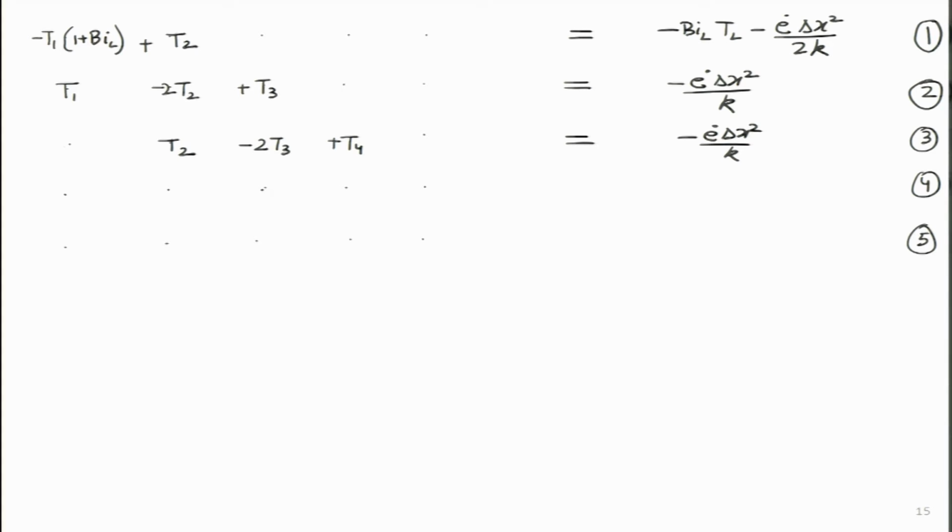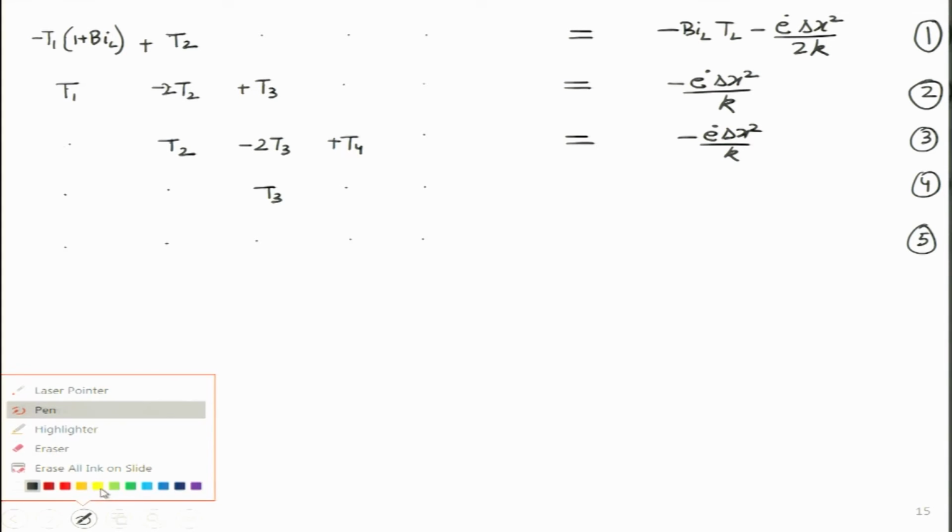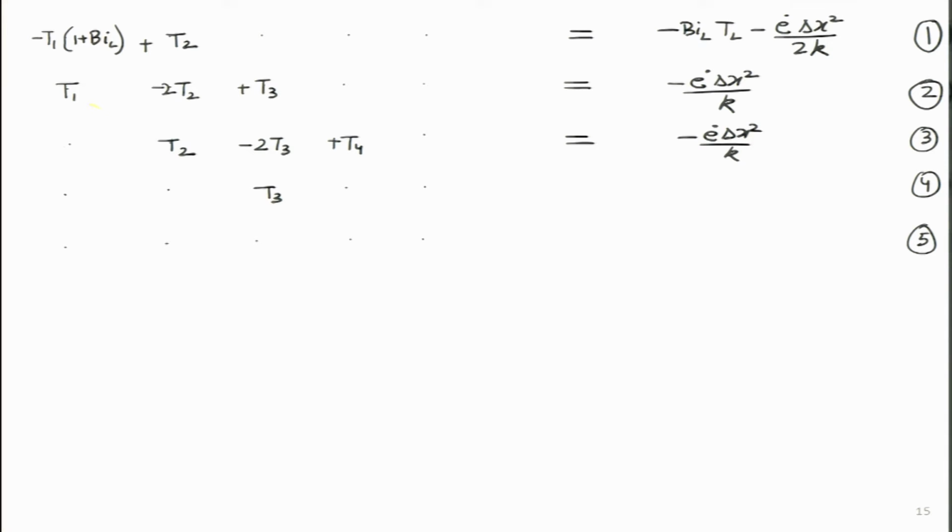Then for node 4 again I will repeat the same pattern. So, if I can draw that pattern, now I am drawing some diagonal lines, we can see some sort of a pattern emerging over here. And all the other terms are simply 0. I think it becomes very beautiful, and it is like minus 2 T4, this will be plus T5, and the right hand side is the same, E dot delta x square by k.